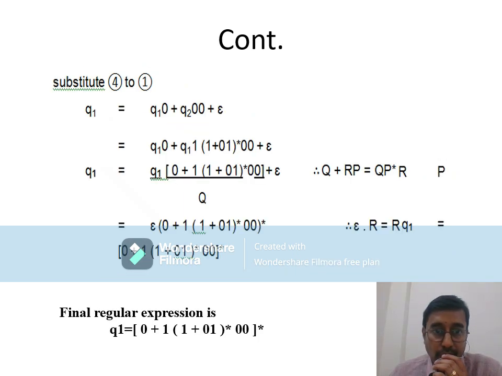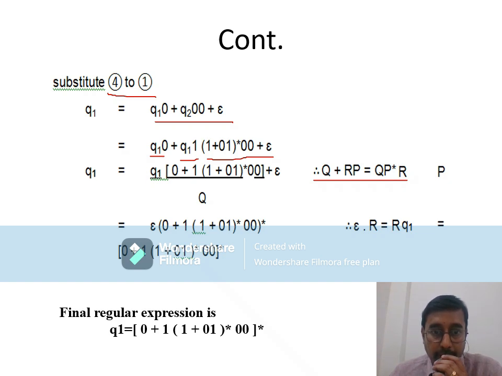Next, whatever the fourth equation I have found, now I have to substitute that in my first equation. So q1 0 plus q2 of 0 0 plus epsilon. Now if I substitute that, q1 0, then q1 of 1 bracket 1 plus 0 1 the whole star 0 0 plus epsilon. So now this one is in the form of this particular expression.